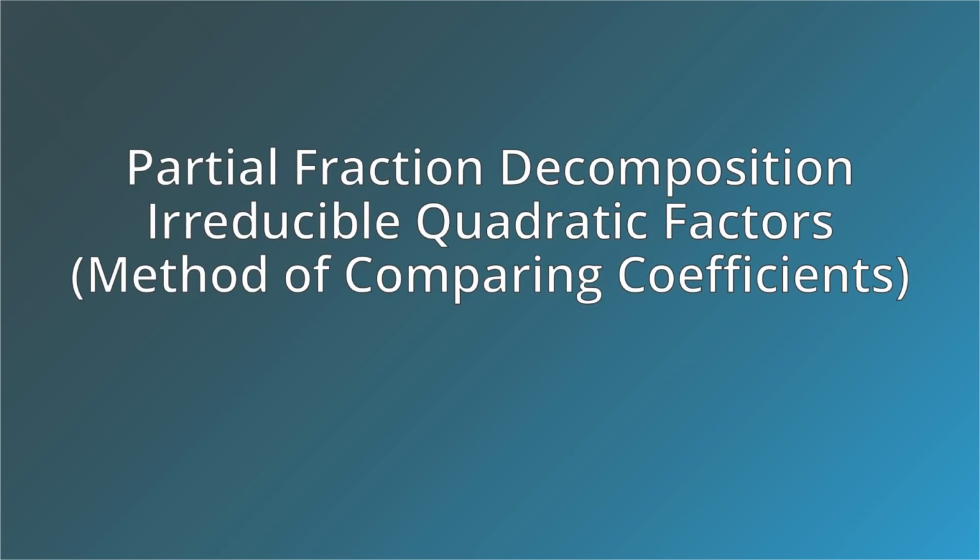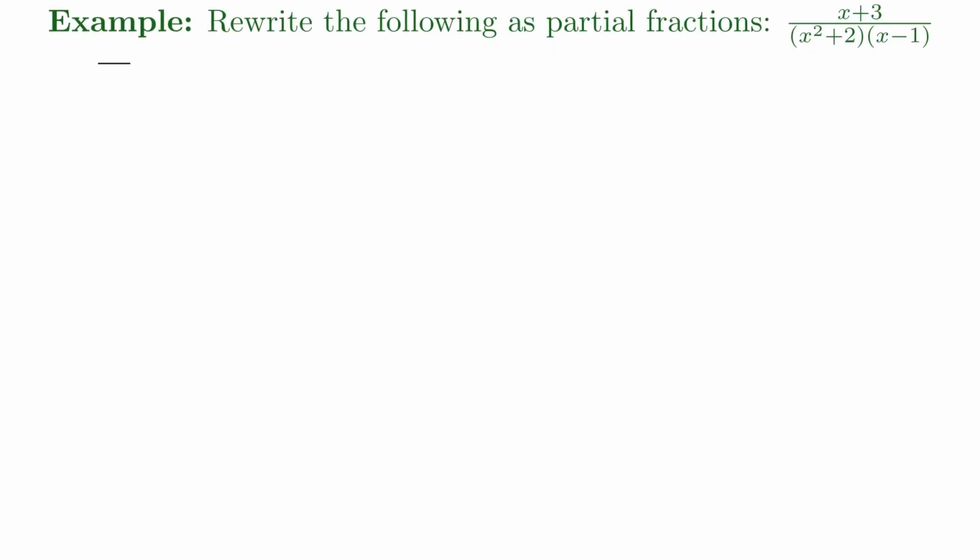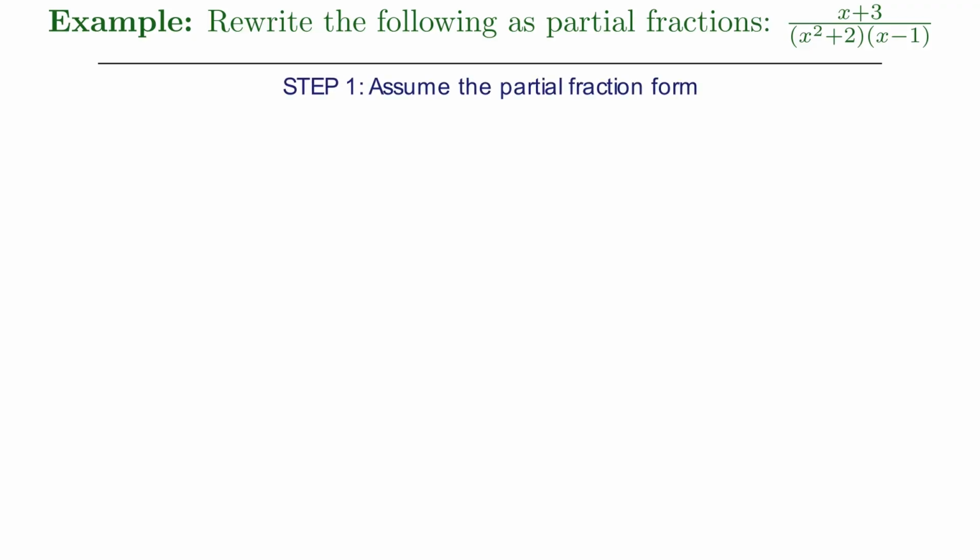In this video, I'm going to be performing partial fraction decomposition involving an irreducible quadratic factor using the method of comparing coefficients. So for this example, I'm going to be decomposing (x + 3) over (x² + 2)(x − 1). The first step is to assume the partial fraction form.